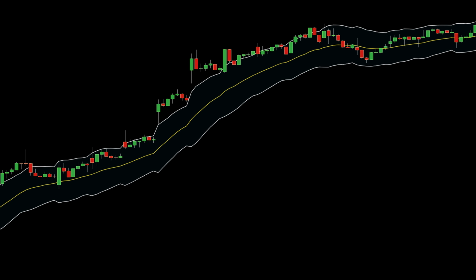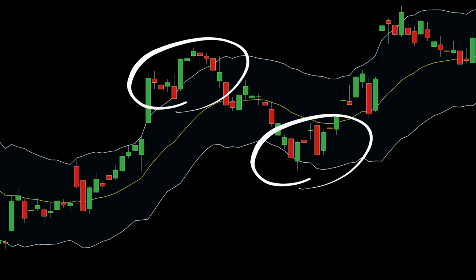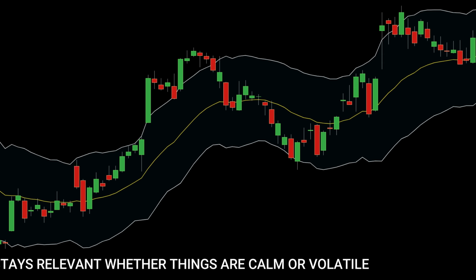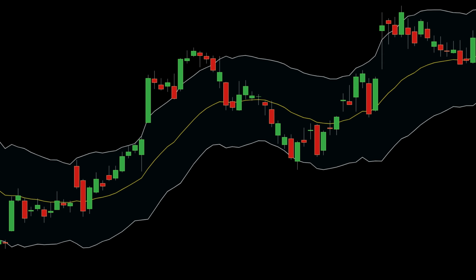Well, if the price shoots out of the bands, it can signal a strong move, it can signal a breakout, and that's going to help you catch a trend a little bit earlier. It can help you time your entry and your exit. So the bands can act as a dynamic zone of support and resistance, showing when the price might be stretched too far and could reverse. And because the bands do adjust to the market volatility, the indicator is going to stay relevant whether things are calm or volatile. So it's going to make your read on the market a lot more reliable.